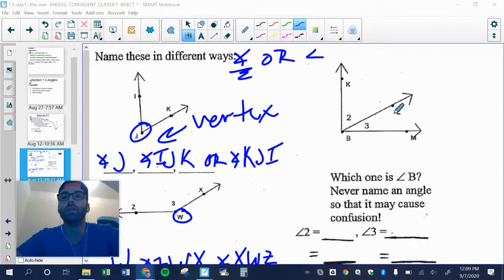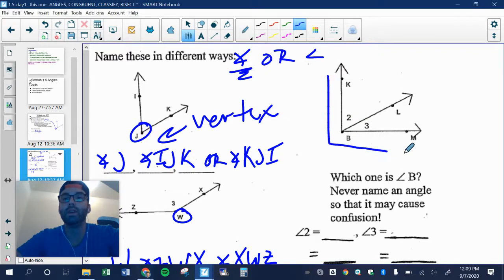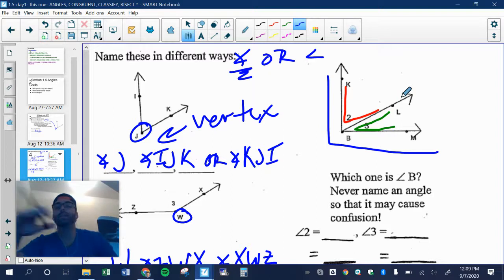So if you look here, how many angles do you see? Well, there is this big angle here, KBM. There is this angle here, and this angle here, right? So you cannot say which one is angle B. There is no angle B here. Why? Because there are multiple angles with B as a vertex. What do I mean by that?